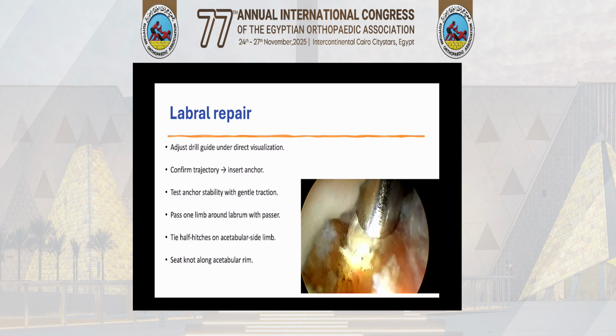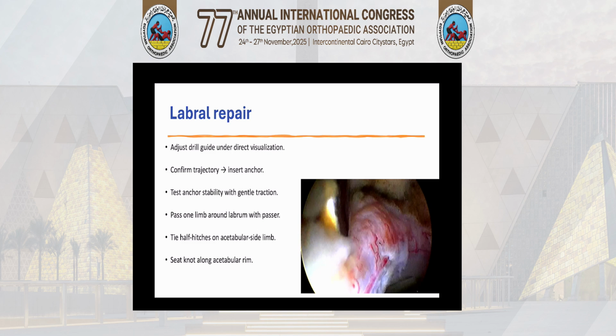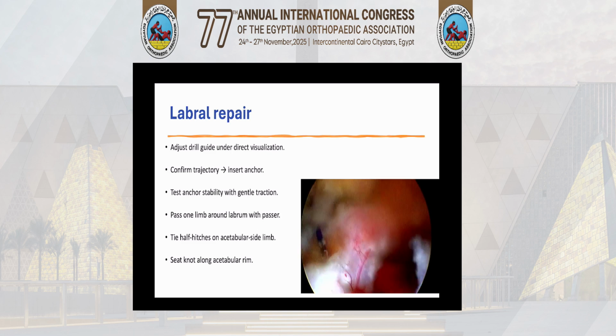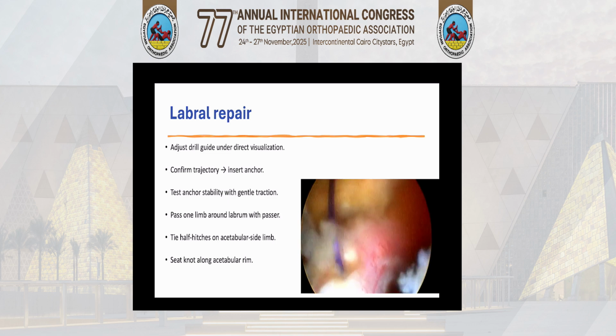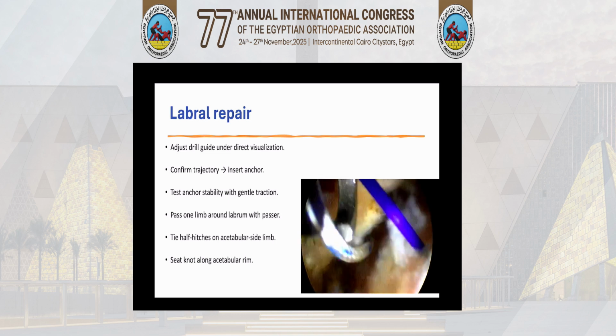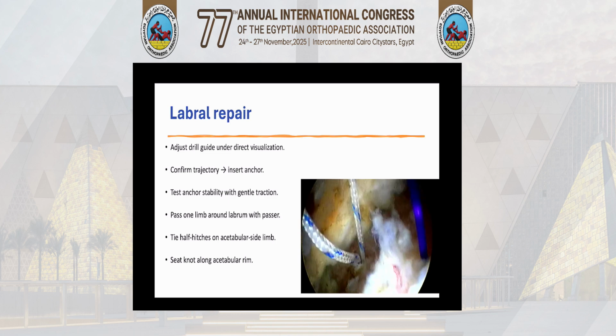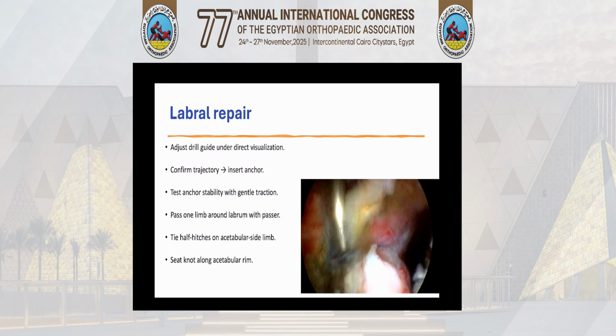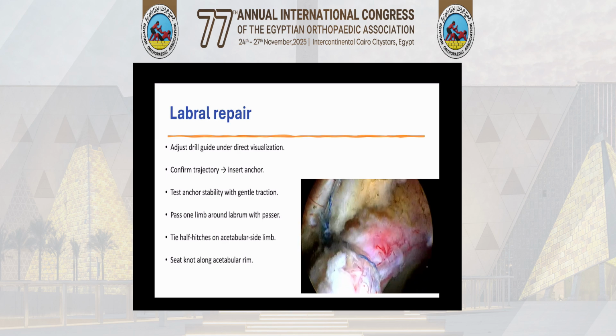This is the sequence of labral repair. As we can see in the video, we are drilling for anchor placement, and we are putting in the anchor. It's according to surgeon preference. Usually, we are using all-suture anchors recently, then shuttle the sutures around the labrum to repair it and tie the suture over the acetabular side.